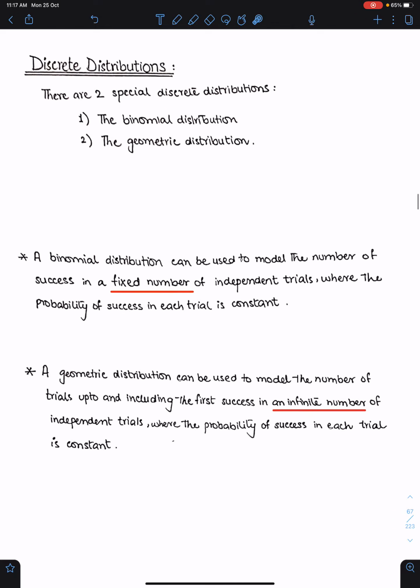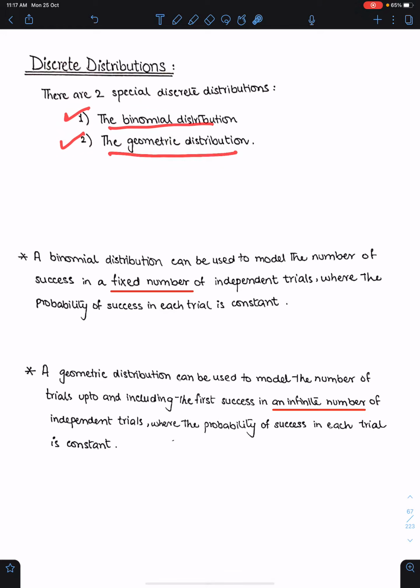Discrete distributions. There are two special discrete distributions in S1 syllabus. Number one, the binomial distribution, and number two, the geometric distribution. A binomial distribution can be used to model the number of successes in a fixed number of independent trials, where the probability of success in each trial is constant. This is very important. There must be a fixed number of trials.